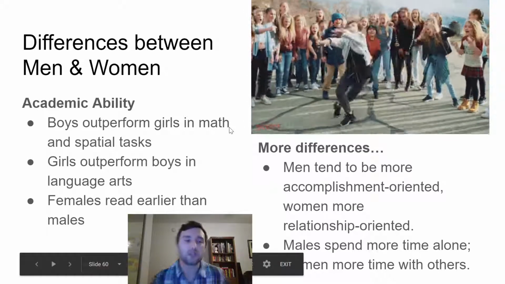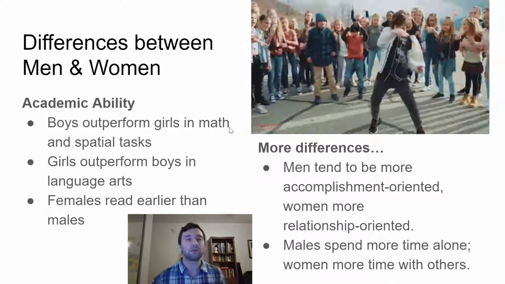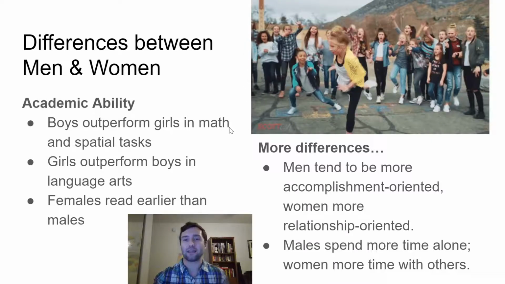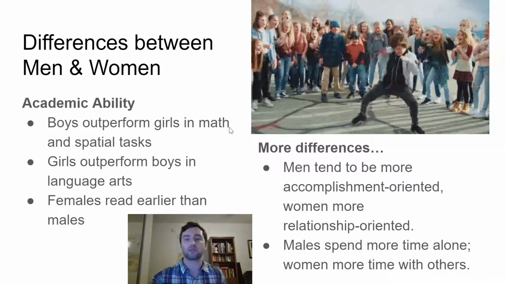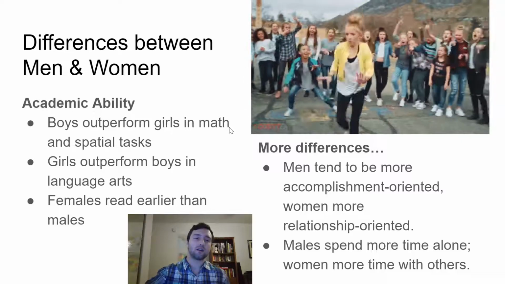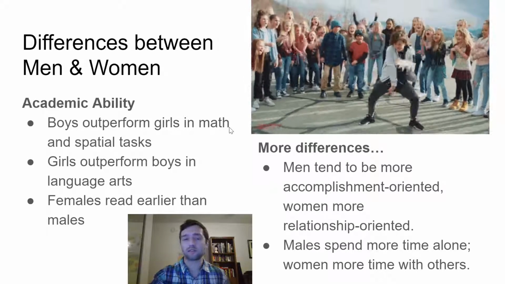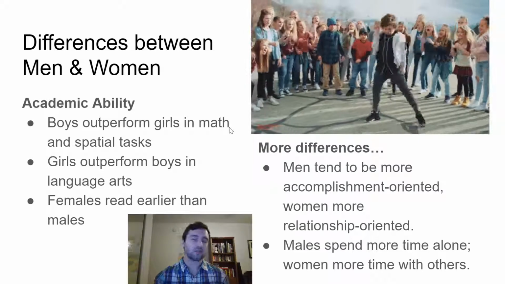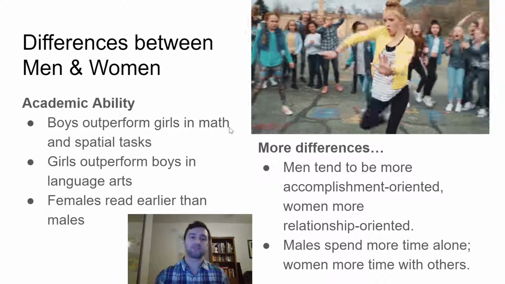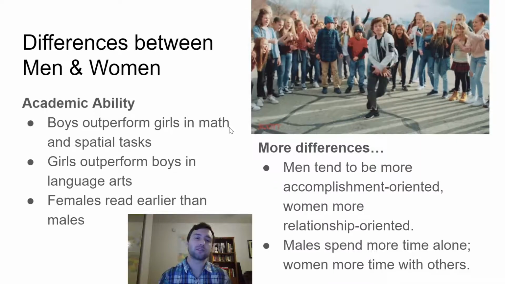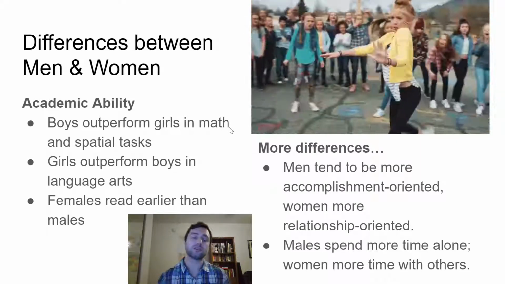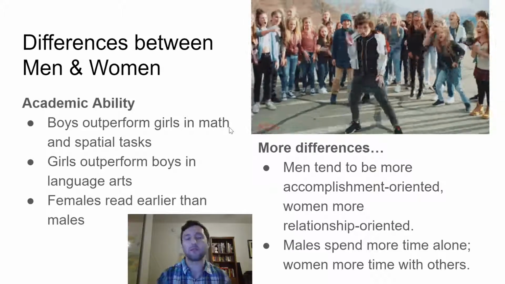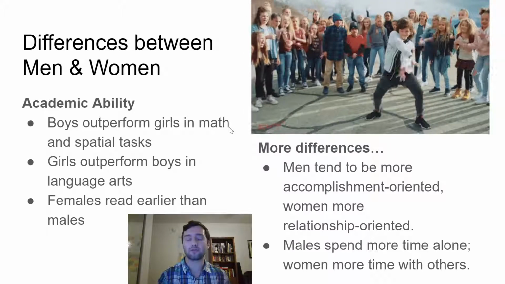So academic ability. We've talked about this a little bit when we talked about intelligence, but boys tend to outperform girls in math and spatial tasks. We saw that they also tend to score better in these places on IQ tests, which obviously are going to be relatively similar. Academic scores versus IQ tests are going to be correlated at least. We also see that girls tend to outperform boys in language arts, which again connects to things that we saw earlier on the IQ scores. And females also read earlier than males.